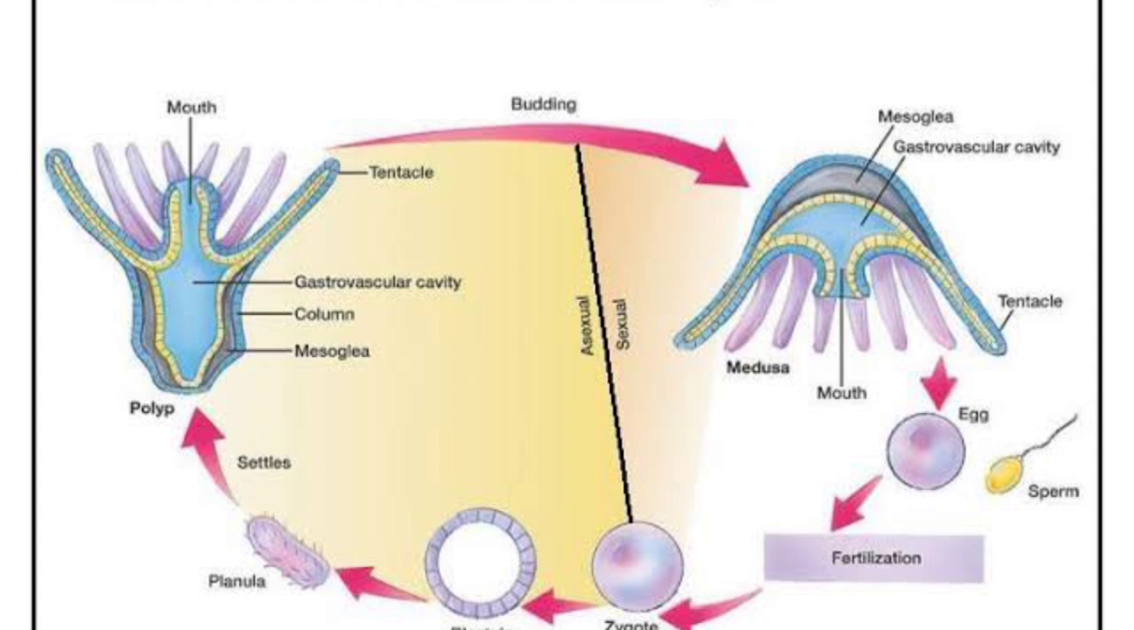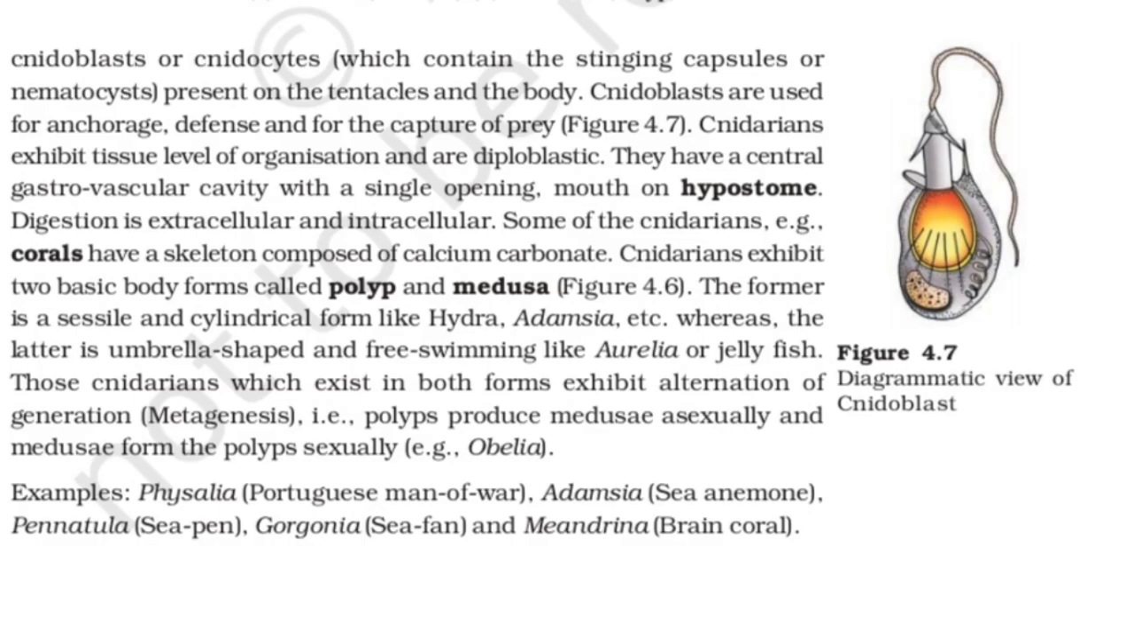An example for the phylum Coelentrata will be Physalia. Physalia is considered the Portuguese man of war, and also Adamsia, that is considered a sea animal. So this is all about the phylum Coelentrata.